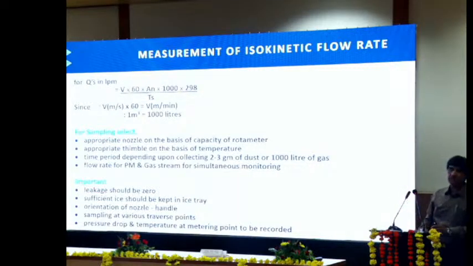Sufficient ice should be kept in the ice tray. I have already explained why ice is required. You need to see and ensure that sufficient ice is put in the ice tray. One, in order to bring down the temperature of the stack flue gases. Second, in order to have a better absorption efficiency for the gaseous pollutants. The third, orientation of nozzle and handle. Now, why is orientation important? Anybody?